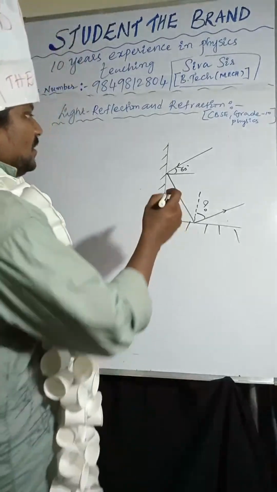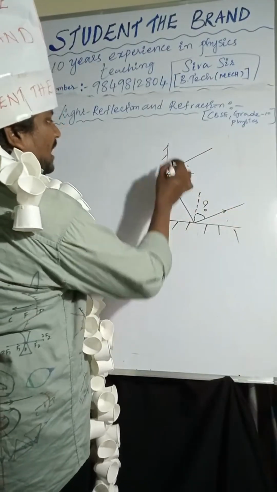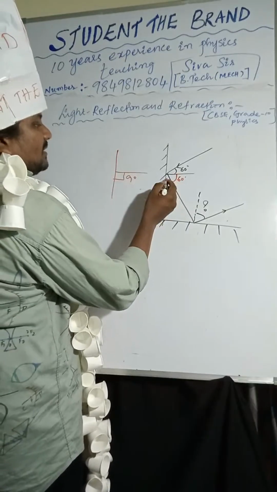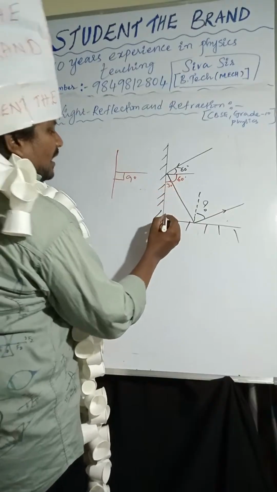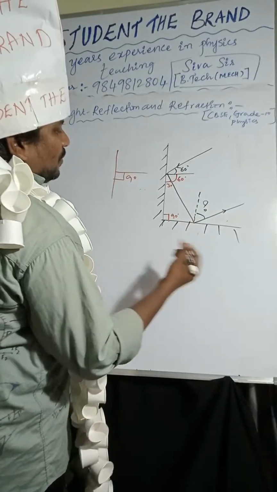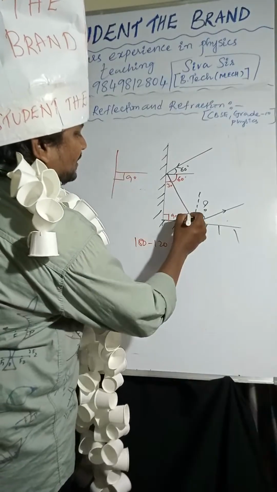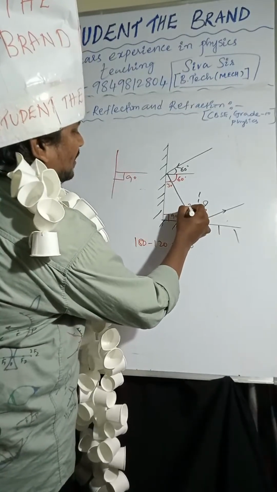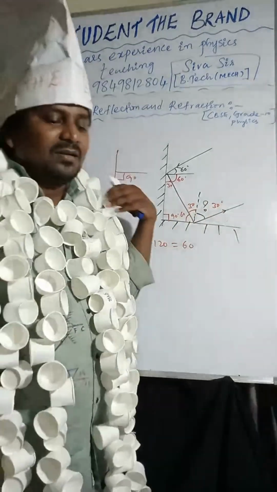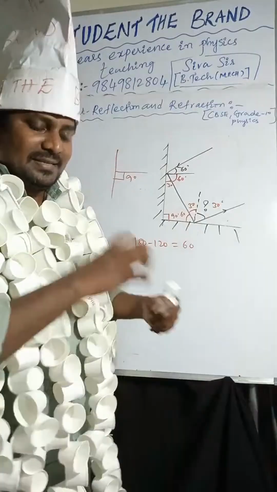Now we can see the angle of incidence equals the angle of reflection, which is 60 degrees. This angle is 90 degrees in total, so if this angle is 60, then it automatically is 30. Here this is the perpendicular, 90 degrees. 90 plus 30 is how much? 120. 180 minus 120 is 60 degrees. Here is 60, and here is 30, and this is 30. How is it? Excellent, no? If you like this explanation, do a like.